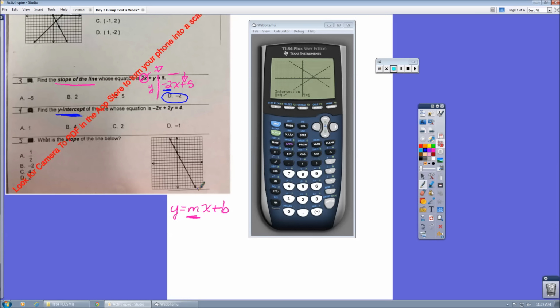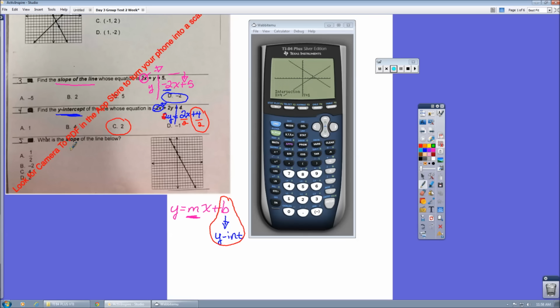Question 4, find the y-intercept. The y-intercept is the number that's hanging out all by its lonesome self, or the value of b. Negative 2x, we're going to put it to the other side. It's going to be positive 2x. The 4 is positive, so you write down plus 4. Bring down the 2y. Your last step is going to be to divide by 2. Divide everything by 2. And so now we need to figure out what value is in that position right there. 4 divided by 2, you can reduce that, is 2.